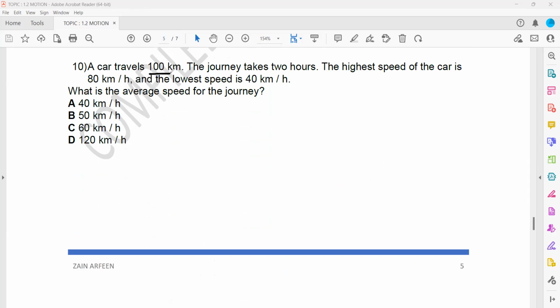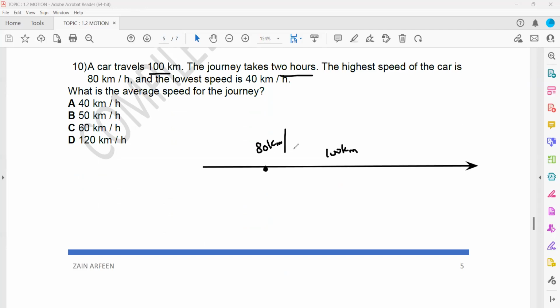A car travels 100 kilometers and it takes 2 hours. This 100 kilometers is the total length of the journey, like the distance covered by the car. And during the journey, at any point, it might have the highest speed.